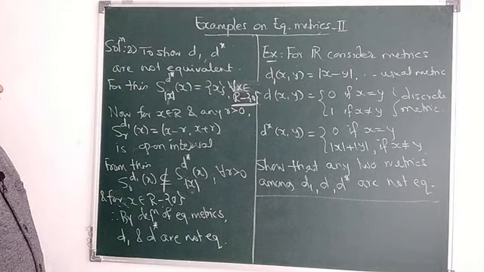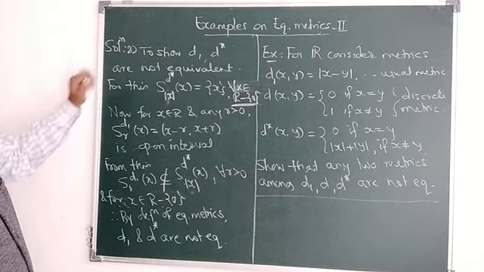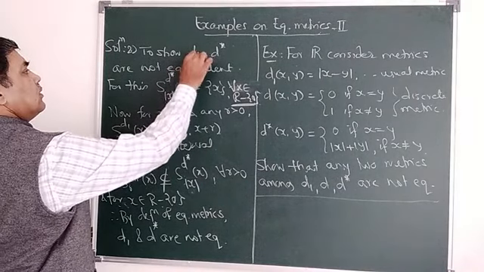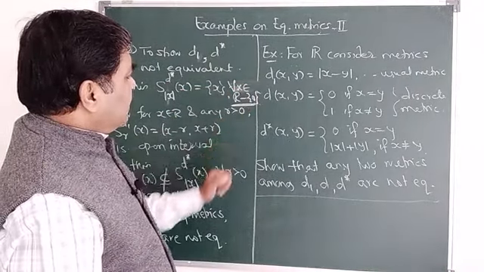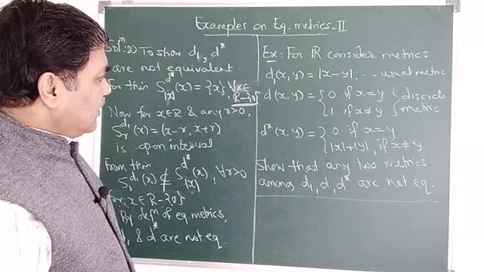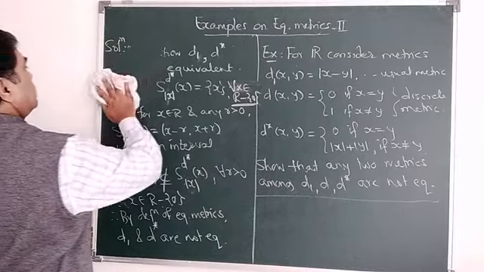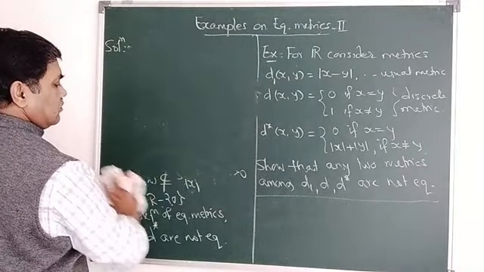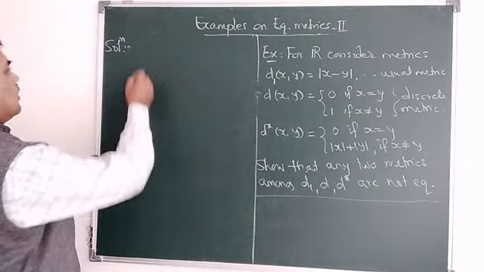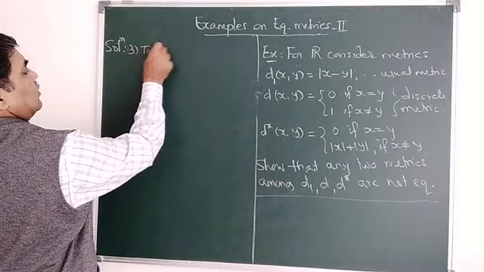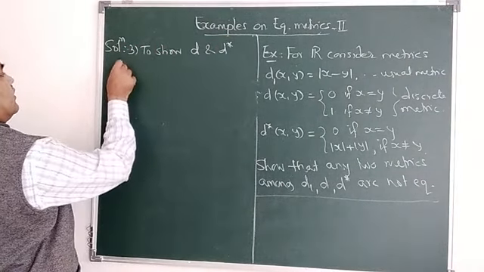Now we have to show that d and d star are not equivalent. Third, to show d and d star are not equivalent.